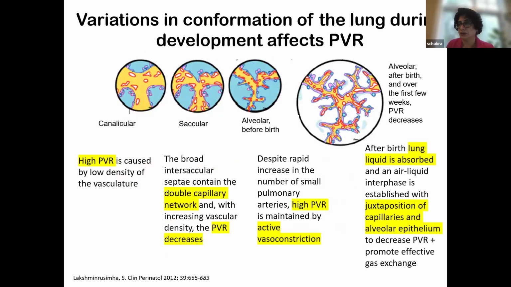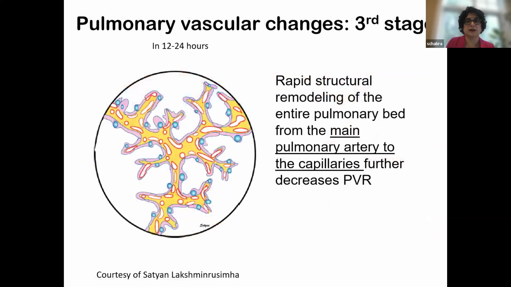I think I'm going to go a little quick over this because this is just talking about the development of the lungs from the canalicular to the saccular to the alveolar stage, which affects pulmonary vascular resistance. Know that after birth, after the lung liquid is absorbed and an air-liquid interface is established, with juxtaposition of capillaries, that will help decrease the PVR, pulmonary vascular resistance, and promote effective gas exchange.